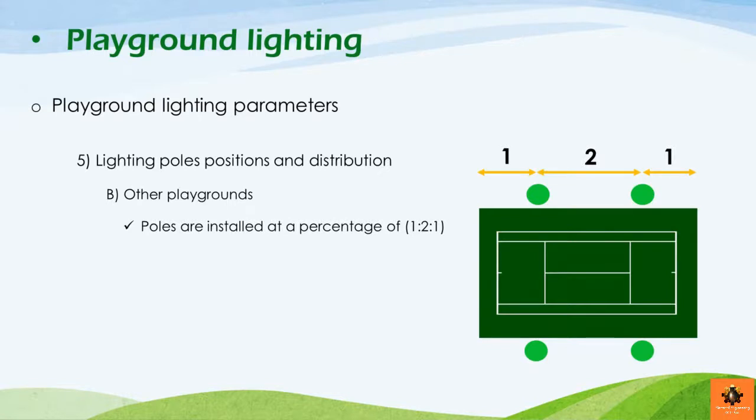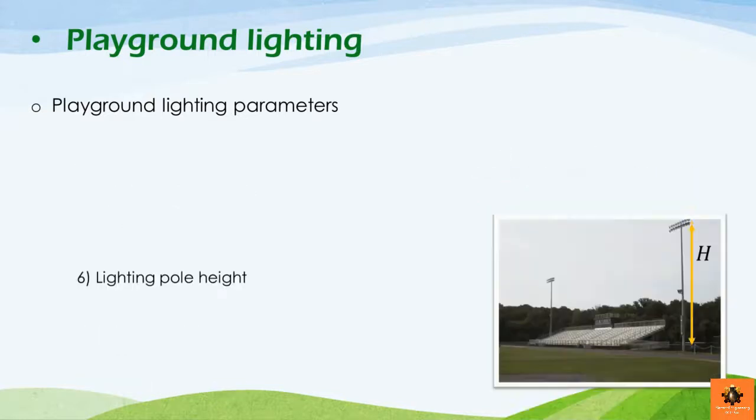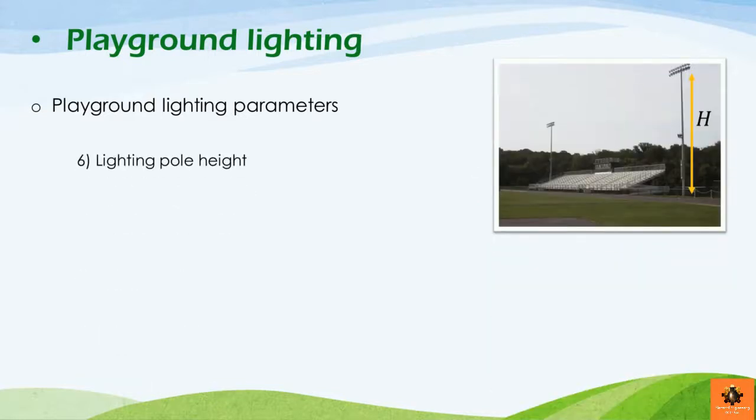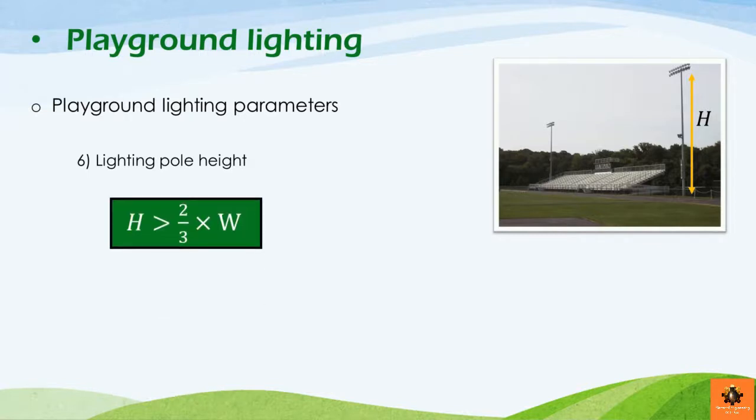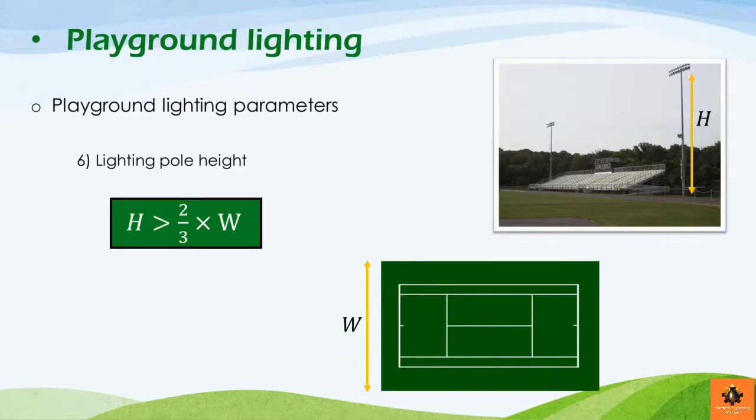Very good. Now the final parameter we have is the pole height, so we need to know how to calculate the height of the lighting pole. Here we say that the lighting pole height must be larger than 2/3 times the playground width, so we determine the pole height according to the width of the playground. As the pole height should be larger than 2/3 of the playground width, and this is for the luminaire which is hung on the lighting pole to cover all the area of the playground.